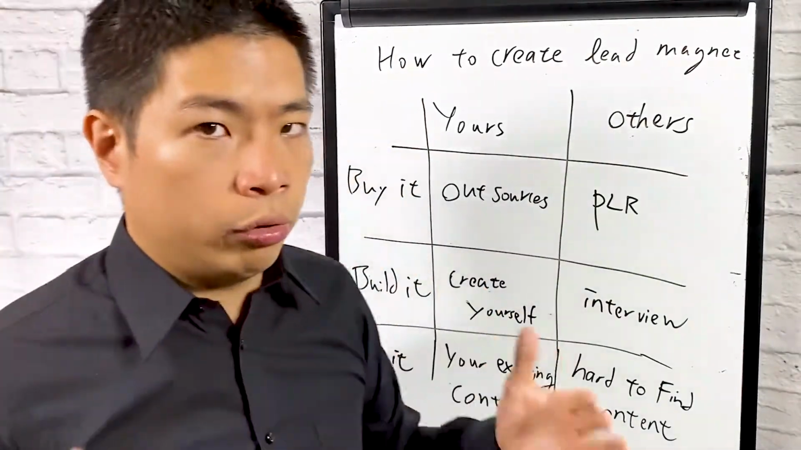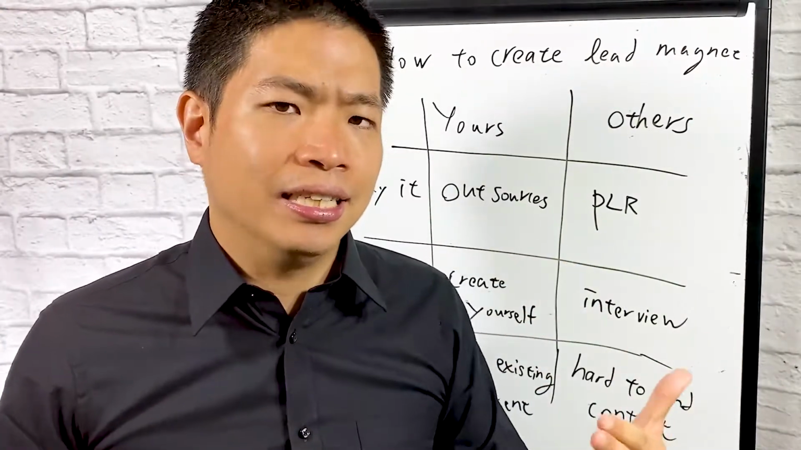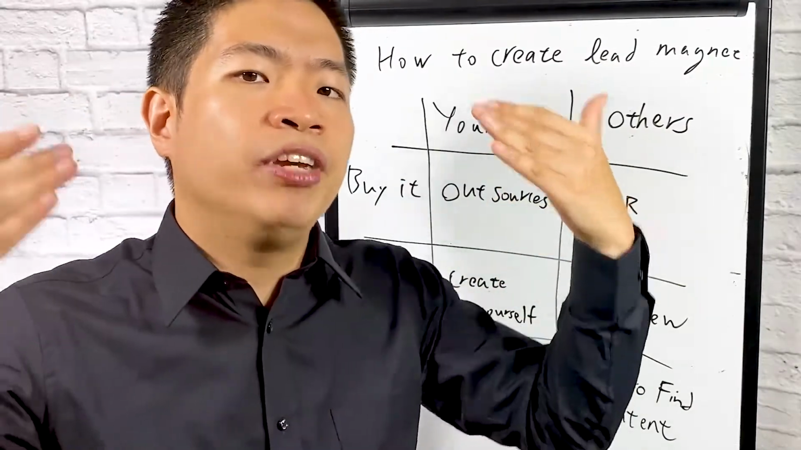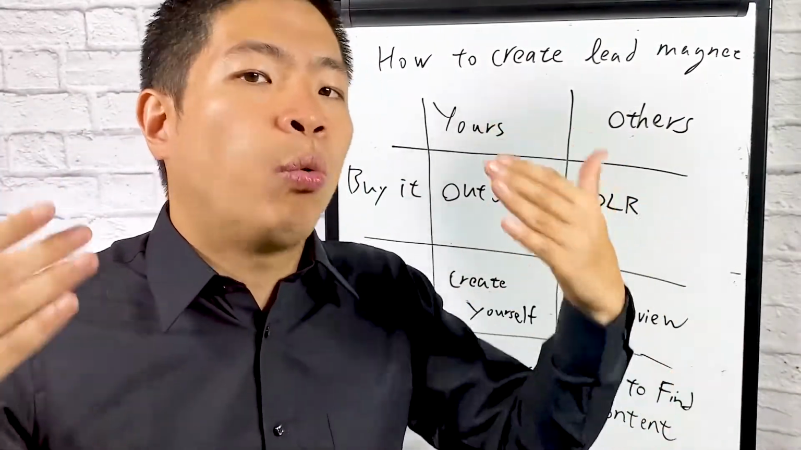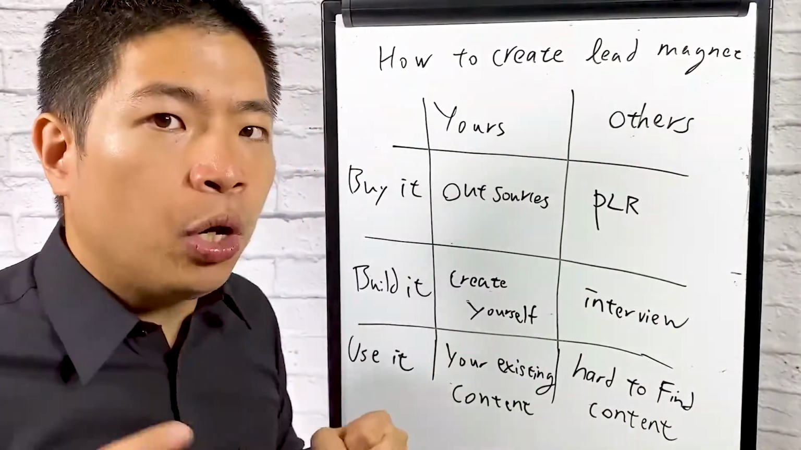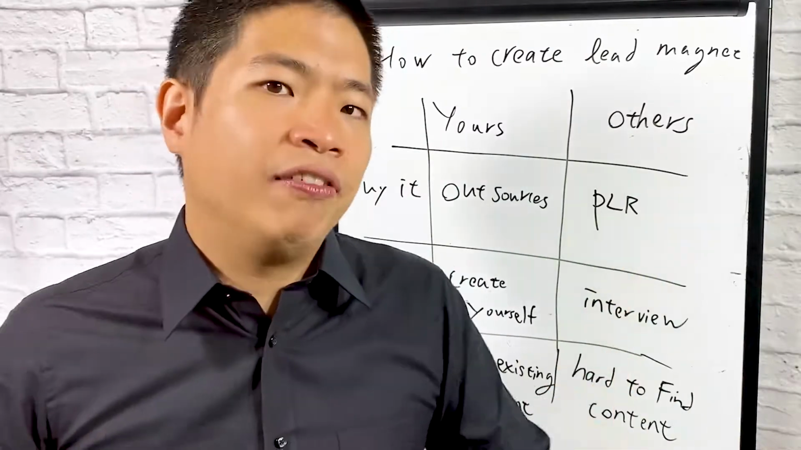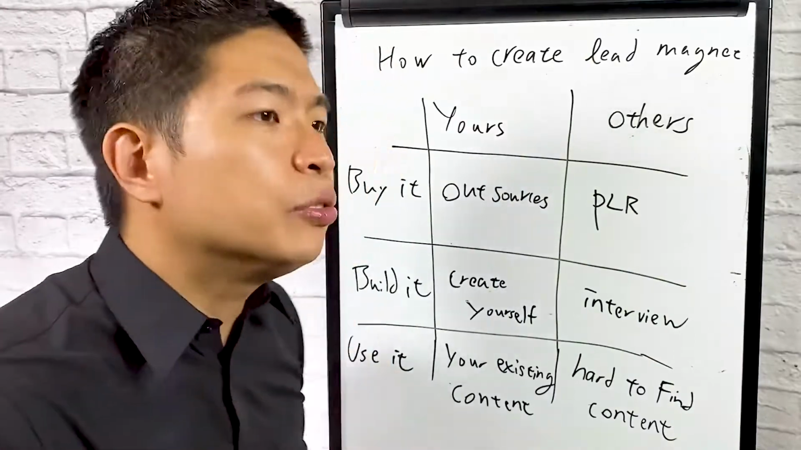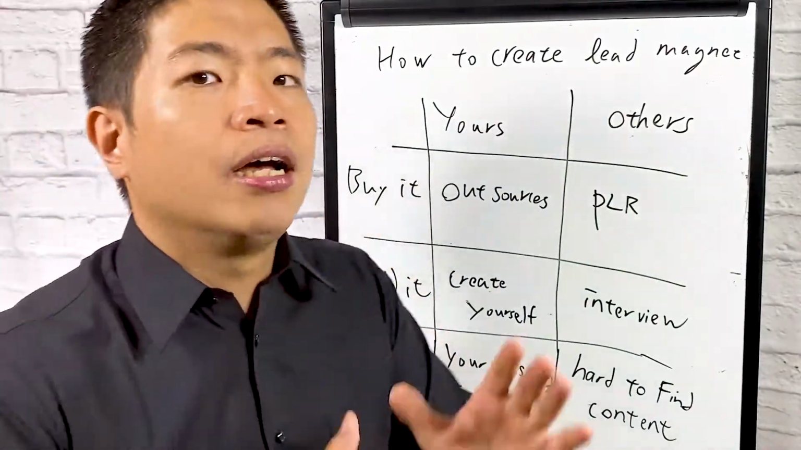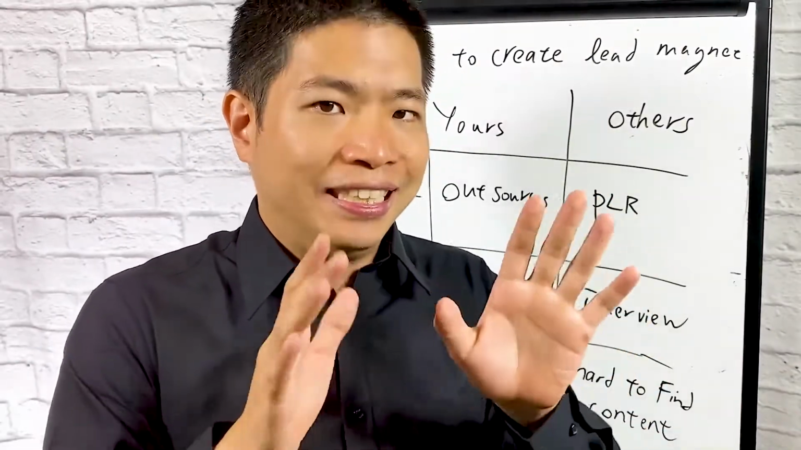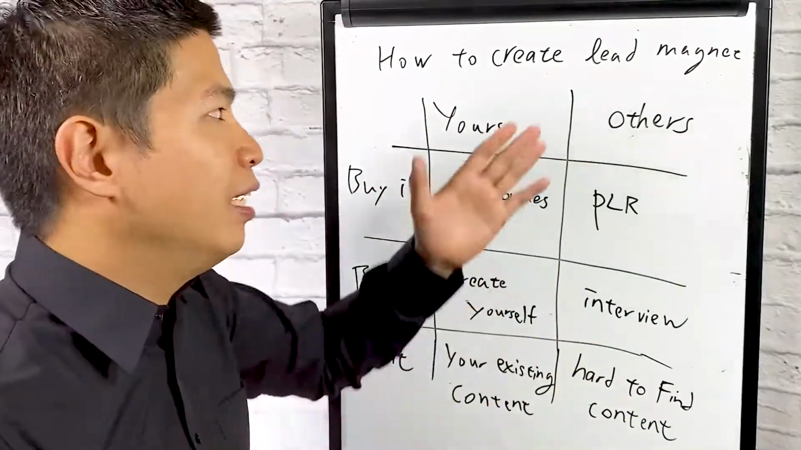Also, if you already have any existing content, you can just use that. You already have a blog post, you already have some videos on YouTube, but no one is watching them. You can just use them. Or if you already have a webinar, or a sales video and there's some content inside the video, you can use that as well. The best lead magnet, I think, is actually your sales material, because inside the sales material, you have some content that you can use as a lead magnet.